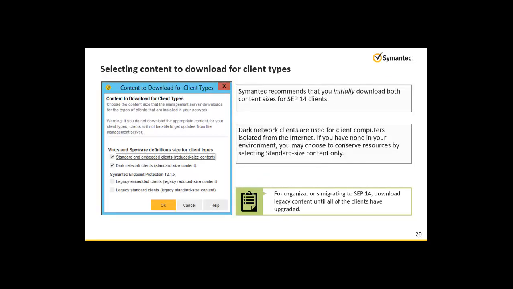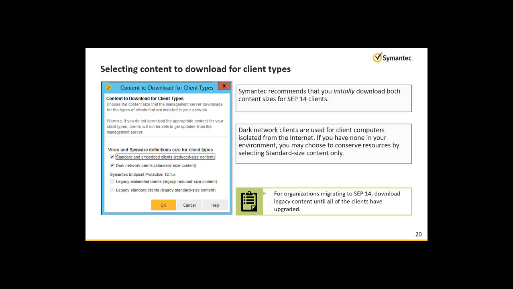The content size to download pane includes both download sizes by default. To make changes, click Change Selection and change the list to remove content that's not required in your environment. Symantec recommends that you initially download both content sizes for your SEP clients. If you're certain that none of your clients are Dart Network, you can disable what's not applicable in your environment. For organizations migrating to SEP 14, download legacy content until all of your clients have been upgraded.